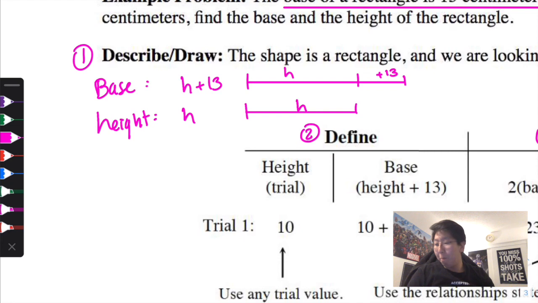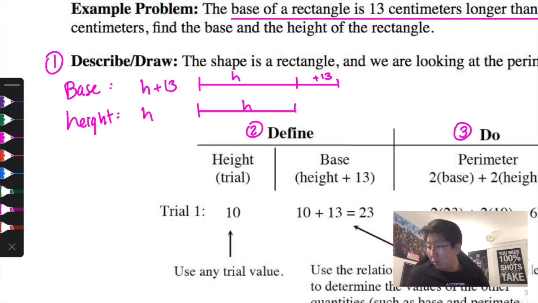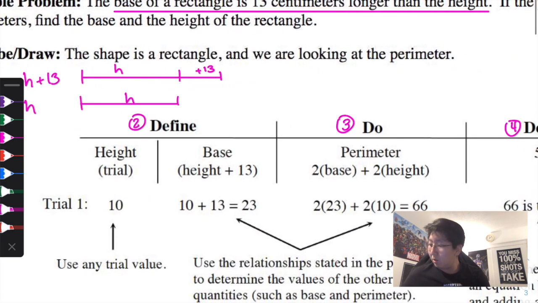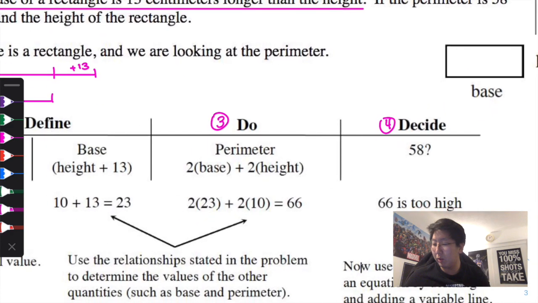Using that concept to help us solve these equations, that's the describe portion. To describe this problem, the shape is a rectangle, and we're looking at the perimeter. Here's another drawing of just a rectangle. If you don't remember, perimeter is the distance around the outside of a shape, so we add all of the sides together: the height, the base, and the base. We'll get to that in the do section.